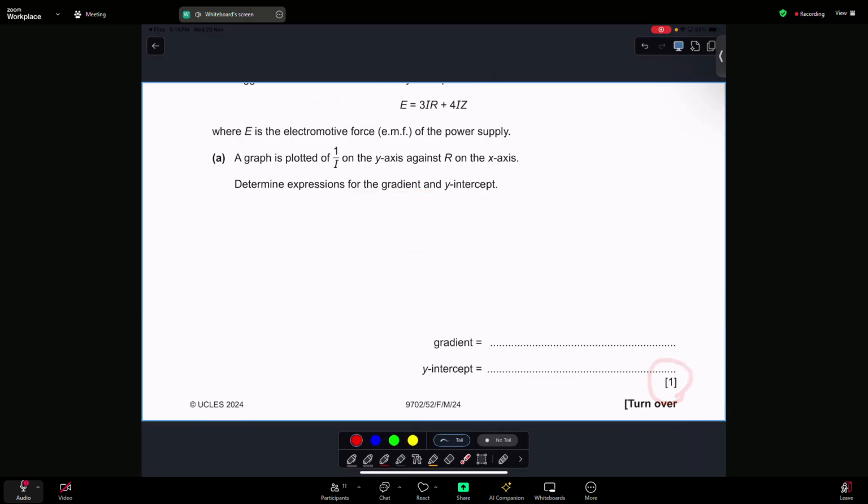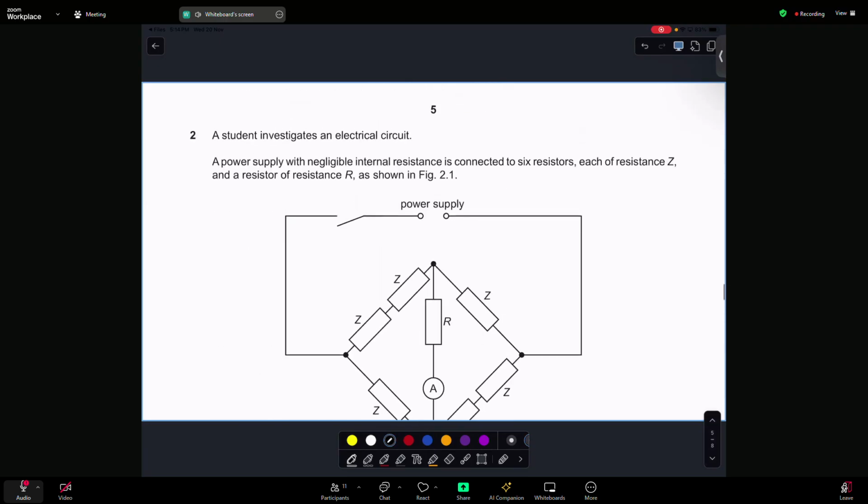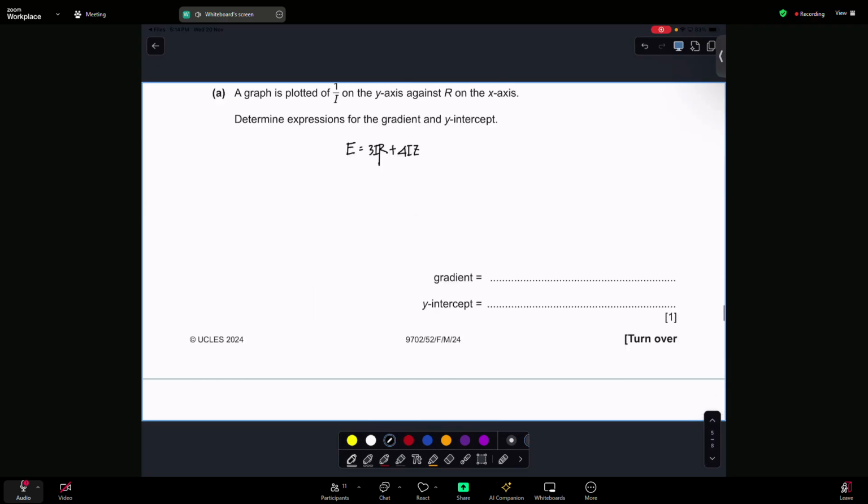1 mark again. Okay, so can you try this? This is an easy one. If I plot a graph for 1 by I versus R, what is going to be my gradient and what is going to be my y-intercept? This one is typically very easy. Okay, so E equals to 3IR plus 4IZ, where Z is a constant, I think.